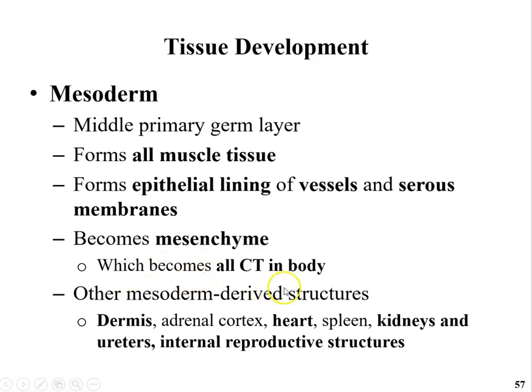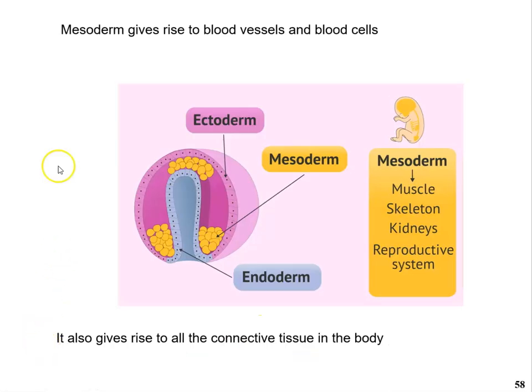Other mesoderm-derived structures would be the dermis. That makes sense, right? Because that's composed of connective tissue. The heart, the kidneys and ureters, and the internal reproductive structures. So the mesoderm gives rise to blood vessels and blood cells, gives rise to all the muscle in the body, and it also gives rise to all the connective tissue in the body.